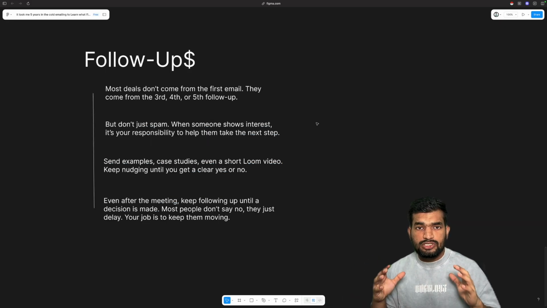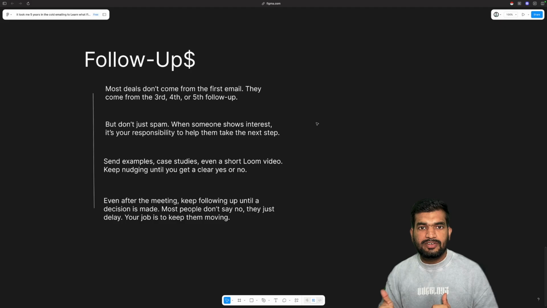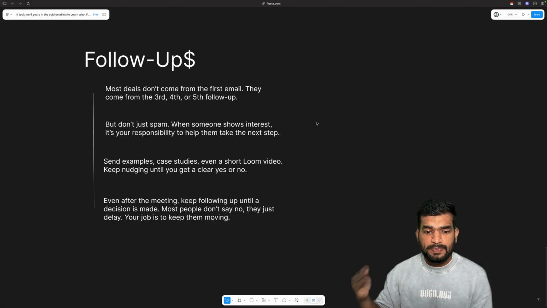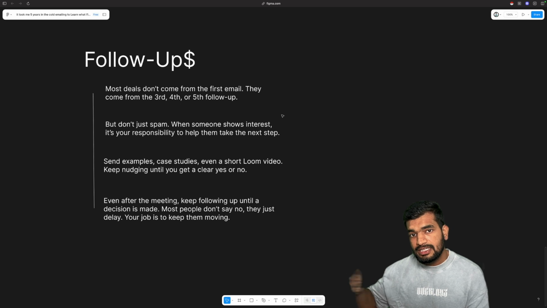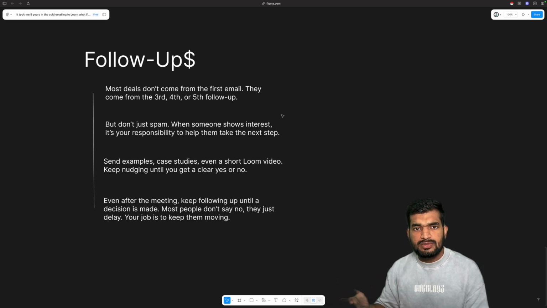Last and one of the most important pillars is follow-ups, which everybody ignores. The most meetings that we have booked are in the fourth and fifth follow-up after they have shown interest in our offer. Now with follow-ups, you don't have to spam them. When someone shows interest, it's your responsibility to help them take the next step. Send examples, case studies, relevant Loom videos if possible, and keep nudging them until you get a clear yes or no. And remember, when you have a no-brainer offer, it's easier to follow up and it makes everything else pretty easy. When they have nothing to lose, it will help them make a decision whether they want to take a meeting with you or not.